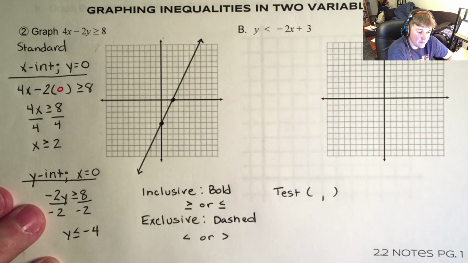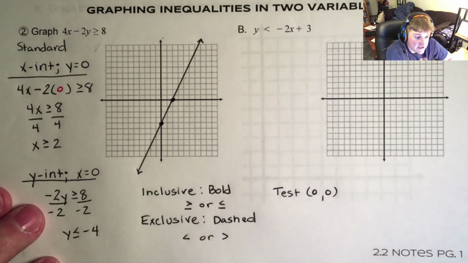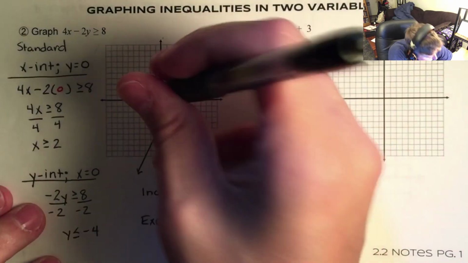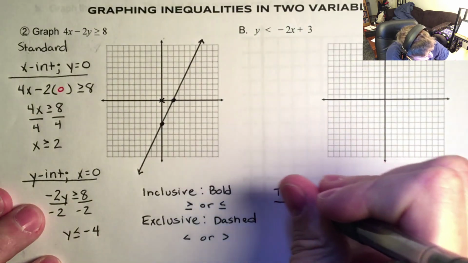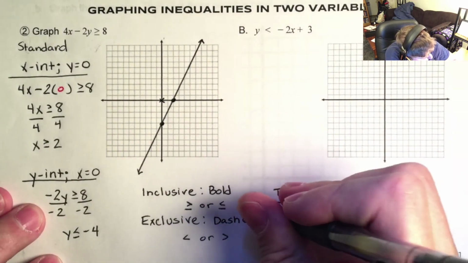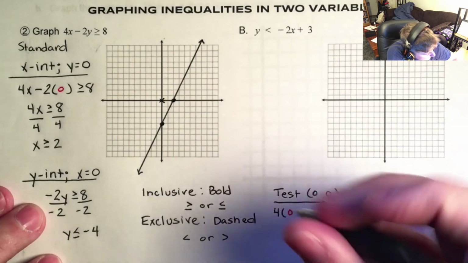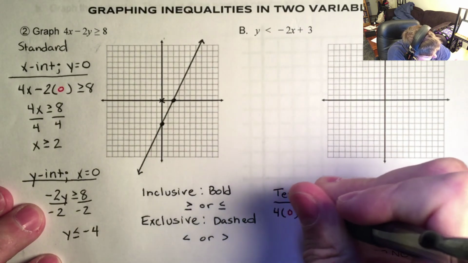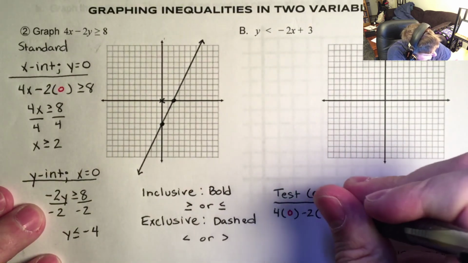So often, what's the easiest number to multiply and to add or subtract together? Hands down, that number is 0. So in general, for the easiest amount of work, we want to test (0, 0), although you're allowed to test any other point. I'm going to put a little x here, knowing that that's my testing point. Then all I have to do is plug in 0 for x and 0 for y. So I'm going to have 4 times 0 minus 2 times 0, and that's going to be greater than or equal to 8.